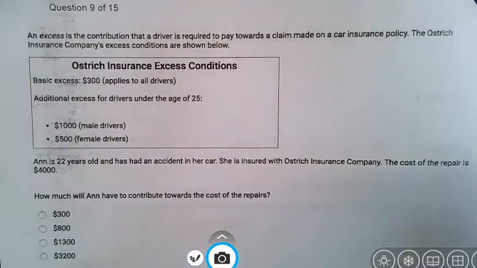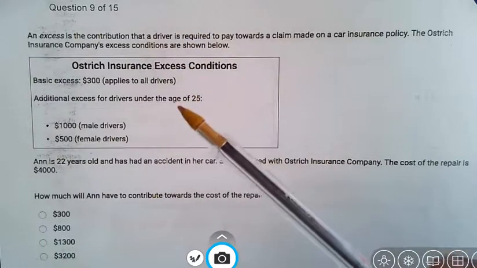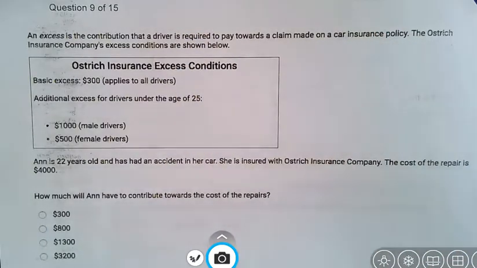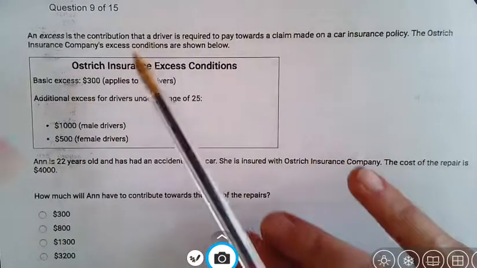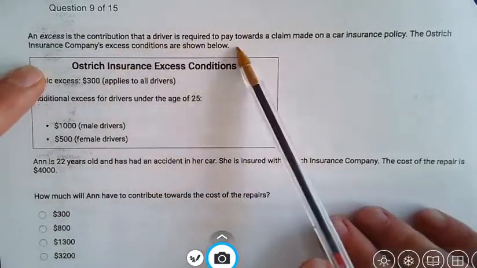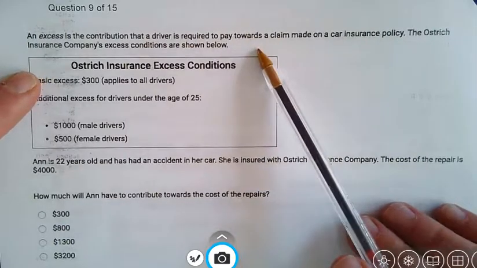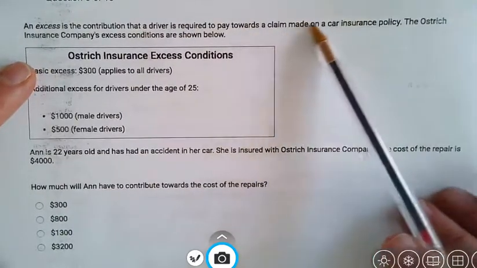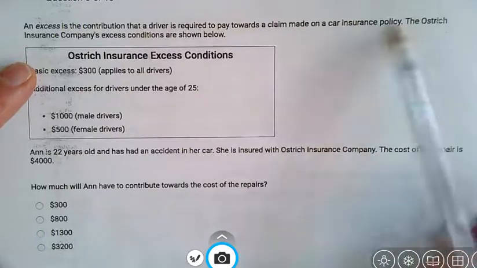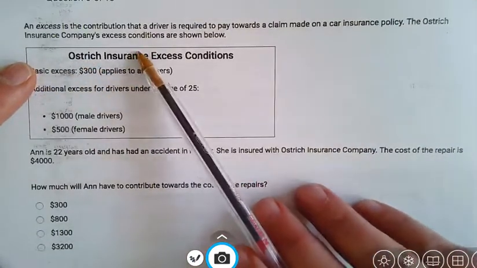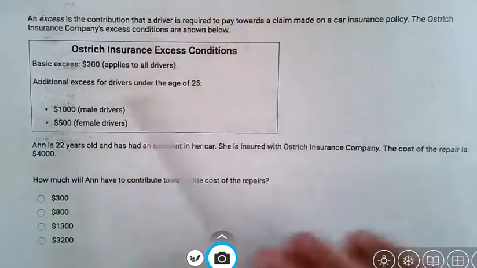An excess, if you've heard about insurance, we all pay money to get our houses insured and our cars insured. But if something happens to your house or car and you need the company to pay for the damage, they charge you an excess. So you have to pay more money. So an excess is the contribution that a driver is required to pay towards a claim made on a car insurance policy.